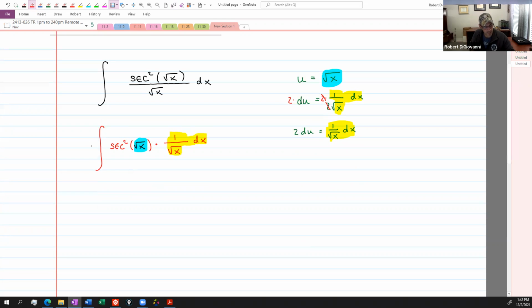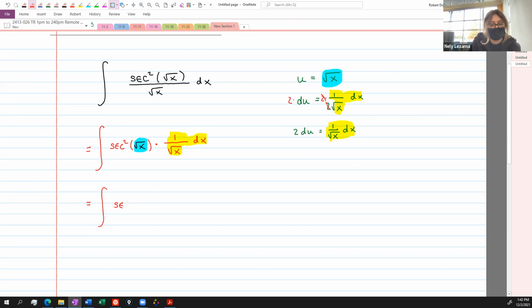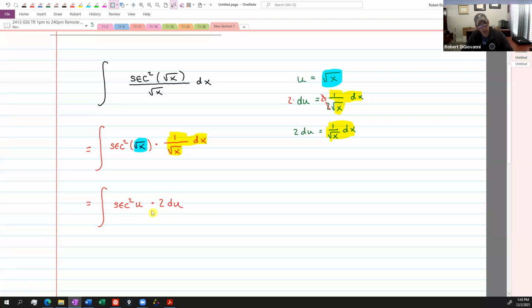Nellie, I'm sticking with you. What would the new integral be in terms of u? We're going to switch it all from x's to u's now. So what would I have here? What would this become? Secant squared u. Good. Times, okay, what's all this yellow become? 2 du. Okay, now Nellie, that 2 right there is a constant, right? Pull it out. Take it out of the entire integral, put it here. And now look at this, secant squared u du, right? That's where we are.